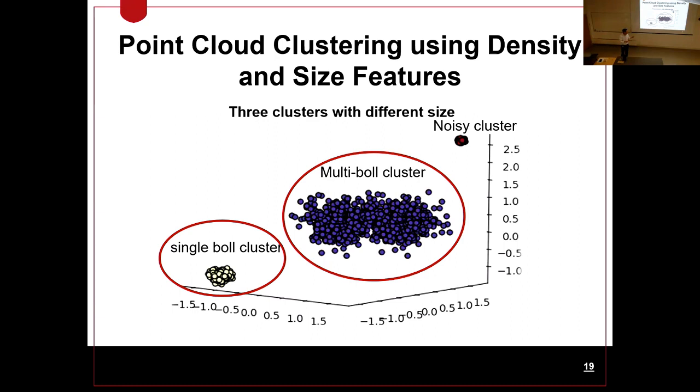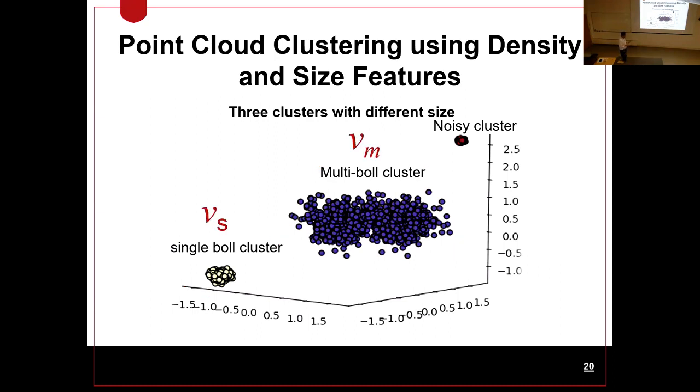The next challenge is how to divide or extract how many cotton balls are inside this big cluster. My method is as follows. First, we calculate the volume for the single cotton balls, and the volume of the multiple-cotton-ball clusters. Once we have this, we calculate the average volume, and then we can use VM divided by VS, so we can estimate how many individual cotton balls are inside this cluster.